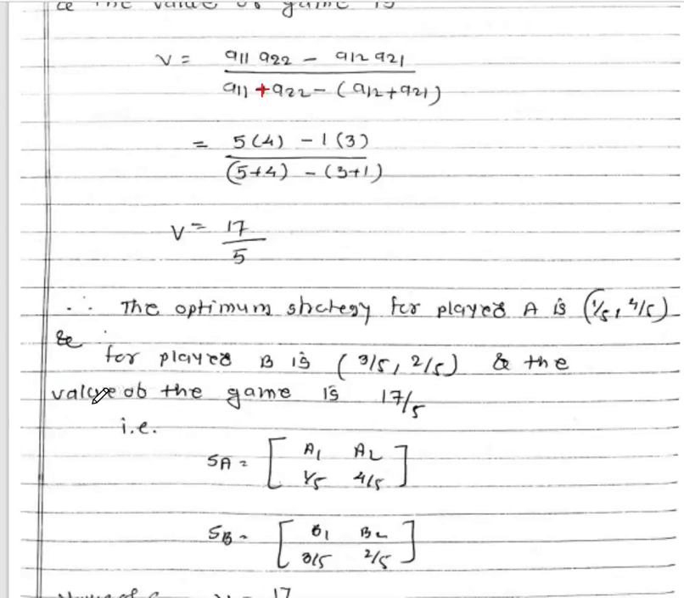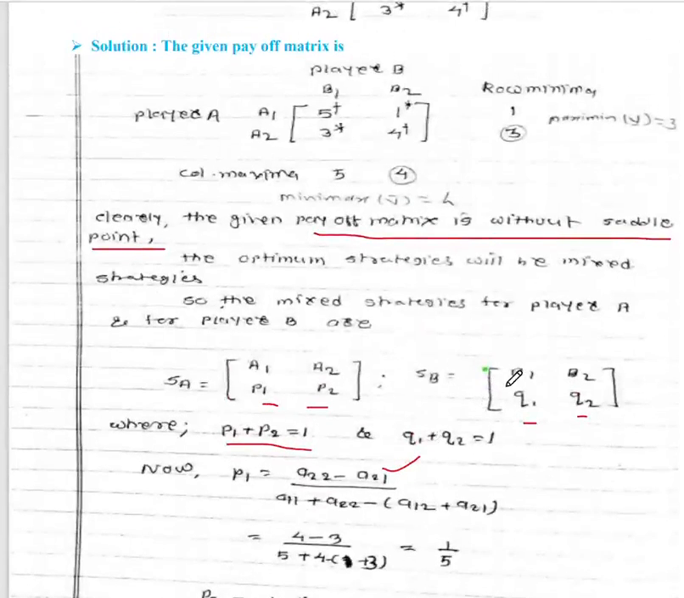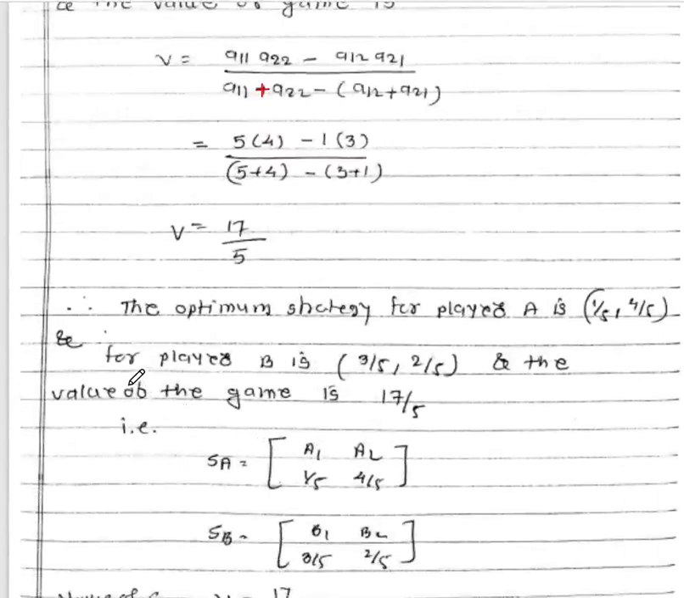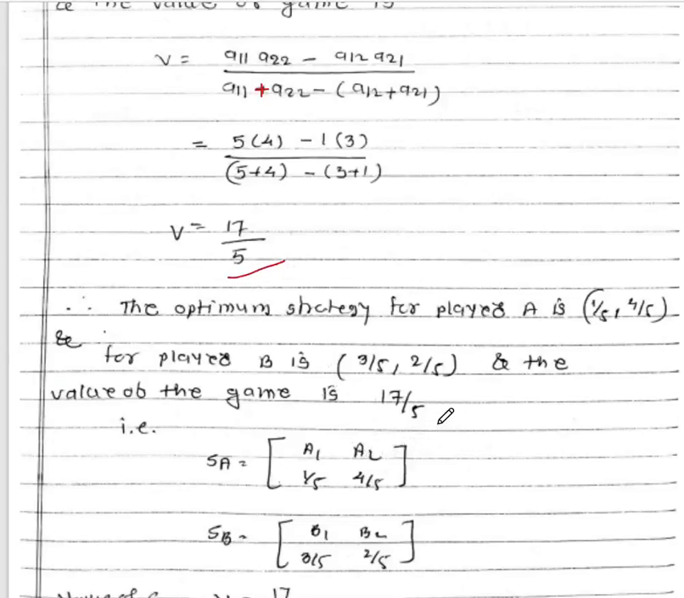Similarly, the optimum strategy for player B is Q1, Q2, which we have considered. Q1 is 3 by 5 and Q2 is 2 by 5. Therefore the optimum strategy for player B is 3 by 5, 2 by 5, and the value of the game V is found to be 17 by 5. So this is the actual solution.